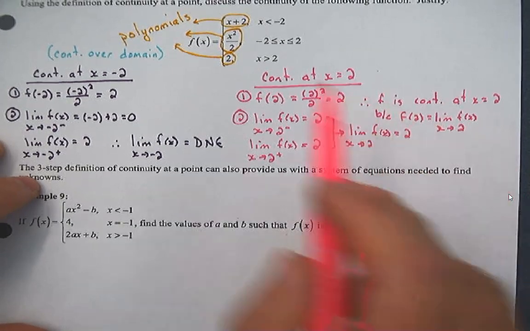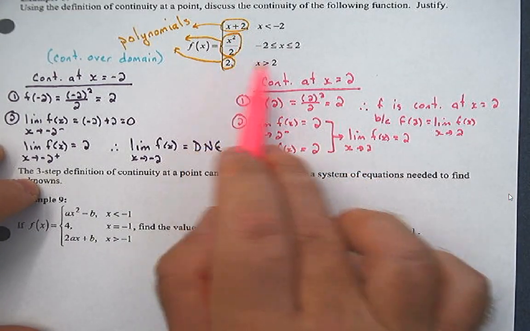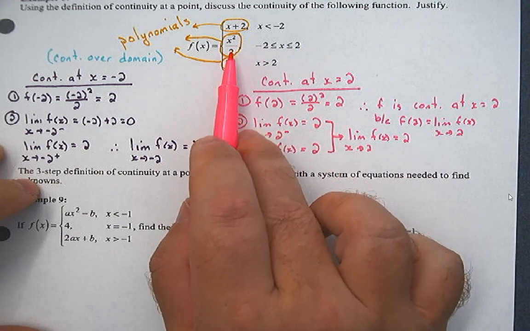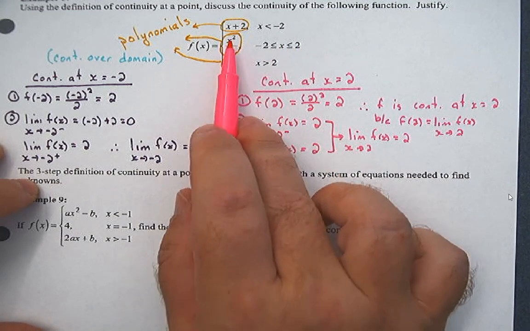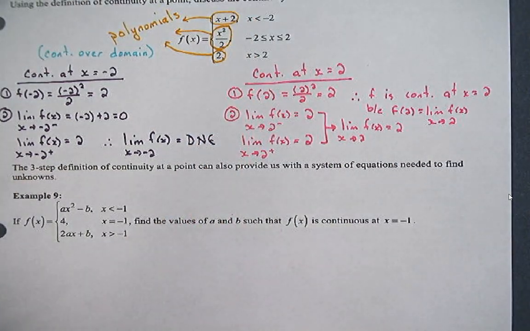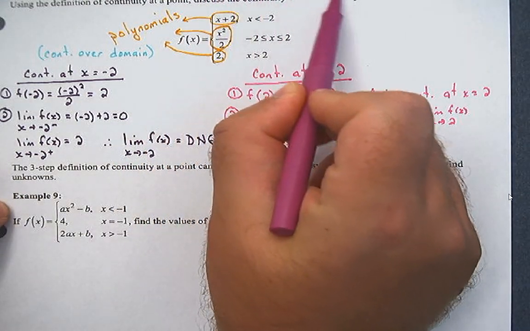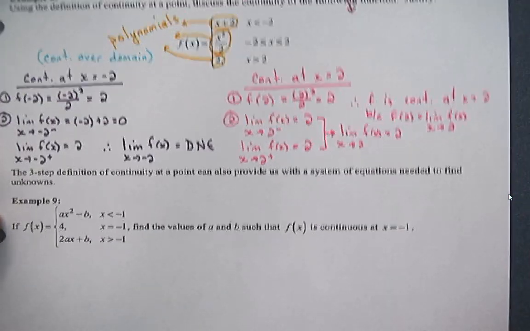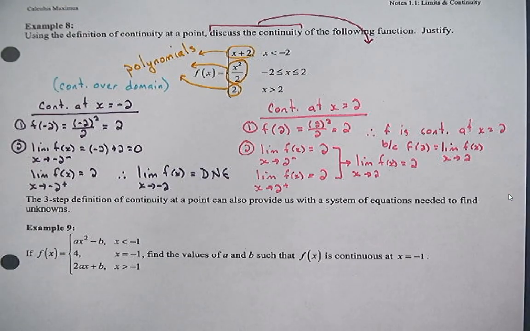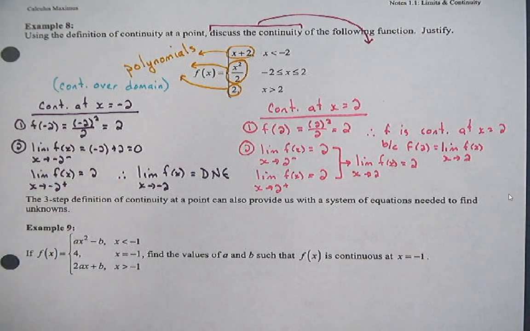So we have continuous piece, continuous piece, continuous piece. This transition between x squared over 2 and 2 meets up perfectly, but this transition does not. So what we would do now is what's called discuss the continuity. We would write up a little statement. Discuss the continuity. So what would we say? We know that our function is continuous everywhere except for, over here we proved, I'm going to do a little write-up.